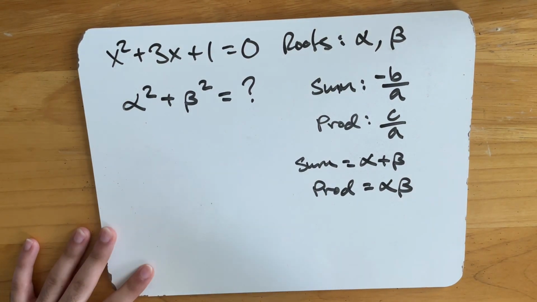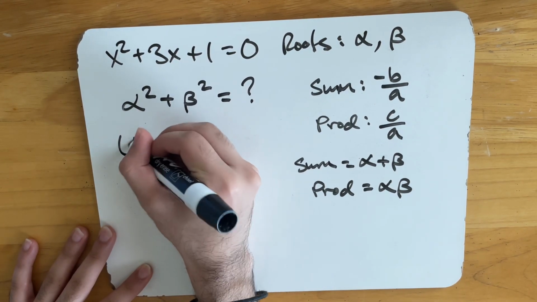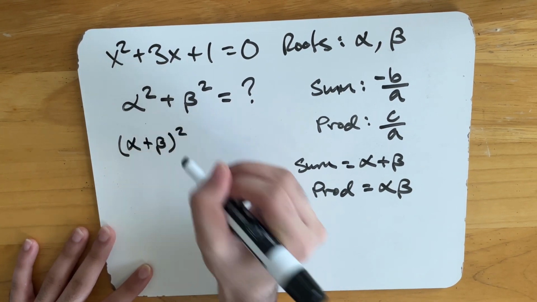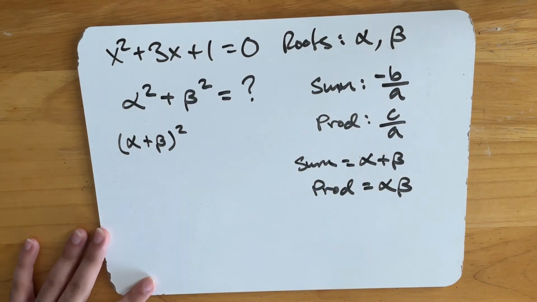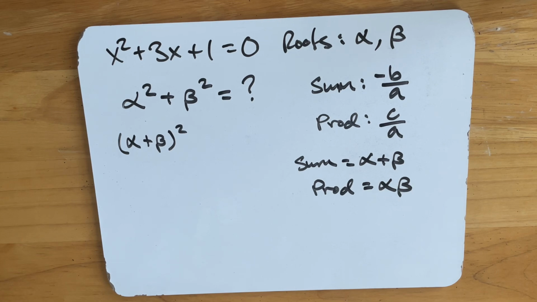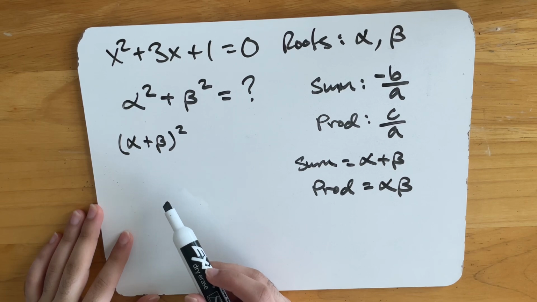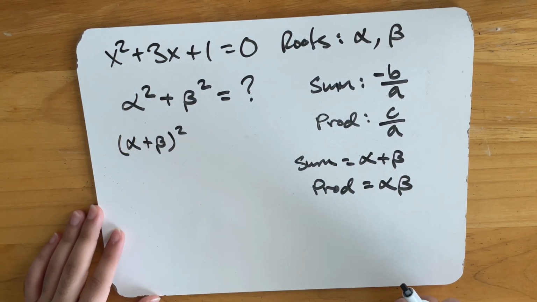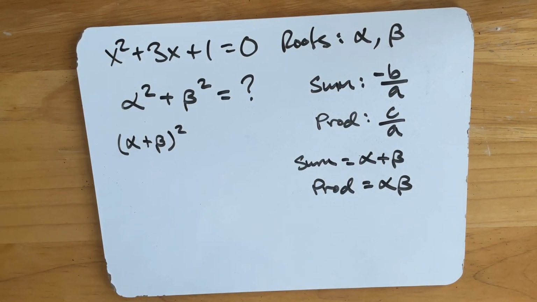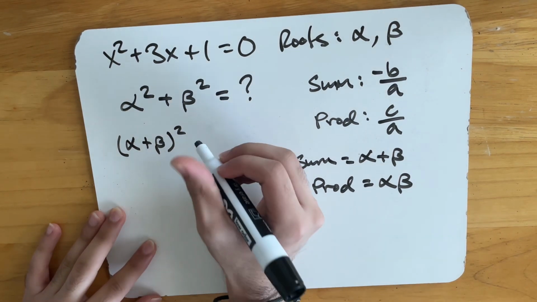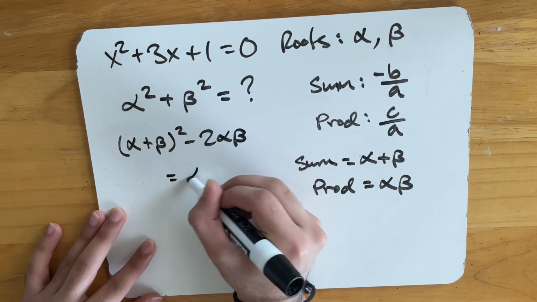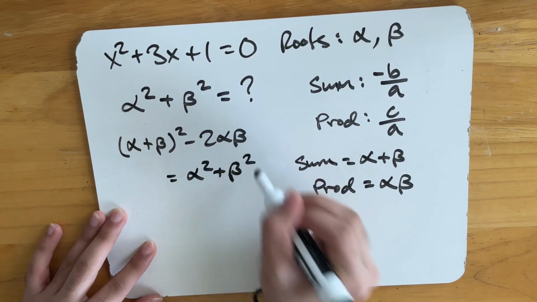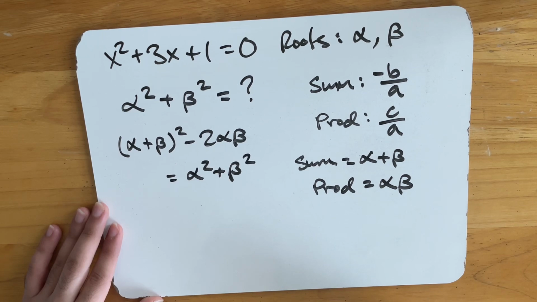So alpha squared plus beta squared, I wish it was equal to alpha plus beta squared. That'd be nice. That's the classic algebra mistake where you say alpha plus beta, all that squared, is equal to alpha squared plus beta squared. But in this case, if I write alpha plus beta all that squared, that expands out to alpha squared plus 2 alpha beta plus beta squared. So if we subtract 2 alpha beta, that would be equal to alpha squared plus beta squared. So we basically did it.